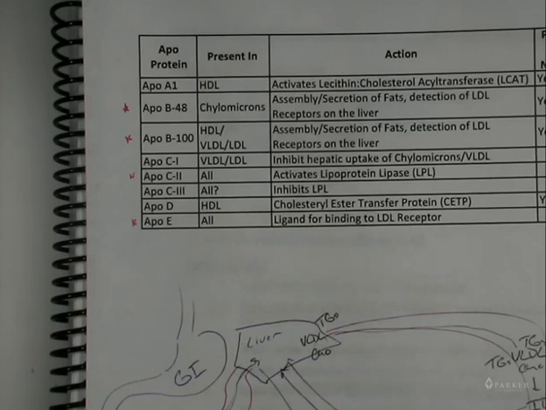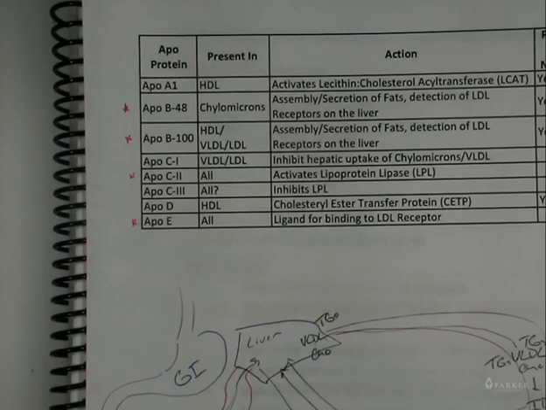ApoB100 is in all of your lipoproteins except chylomicrons, because chylomicrons have ApoB48. Sorry, did I say that? B100 is in everything except chylomicrons, because B48 is in chylomicrons. Do the same thing. Assemble, secrete fats. And assembly is much more important for chylomicrons because they pick up a lot of fat. They have to put this stuff together to carry it and then roll to the liver, get reabsorbed, get broken down, get recycled.